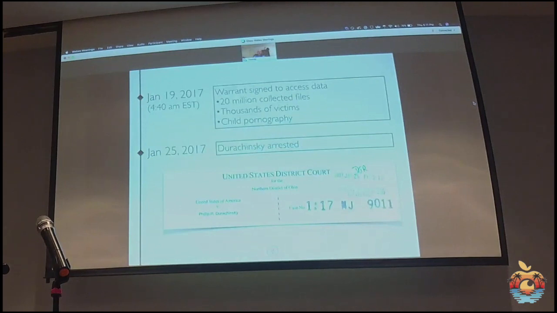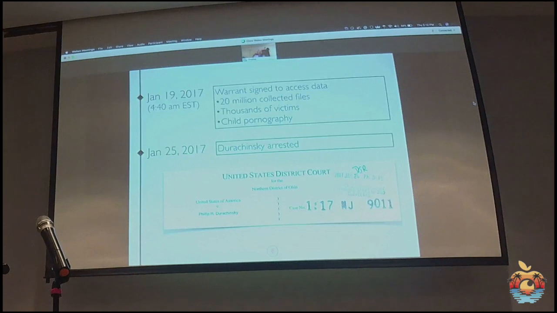So just a few hours later, in the wee hours of the morning on January 19th, the FBI got a warrant to access the data that was on those drives in that computer. And when they began investigating, they found over 20 million files that were collected from thousands of victims. And among the data that was found were a number of child pornography files, which is highly disturbing.